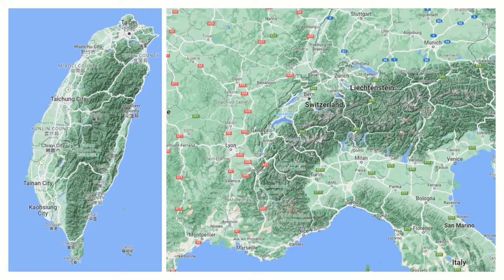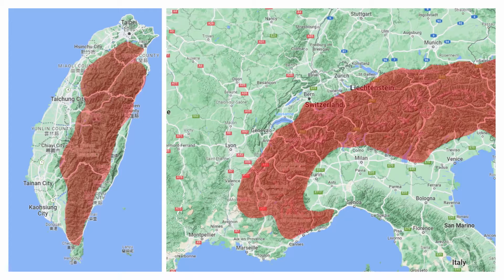Let's have a look at an example. On the left side here, we have Taiwan, which is an island. In the middle of the island, we have almost 4,000 meter high mountains, a lot of 2,000 to 3,000 meter mountains, and surrounding the island is the ocean. The Alps is quite similar. We have the Alps, which has the highest peaks in the region. To the north and west of the Alps is mostly flat. To the south we have some sea. To the east it gets more flat as well.